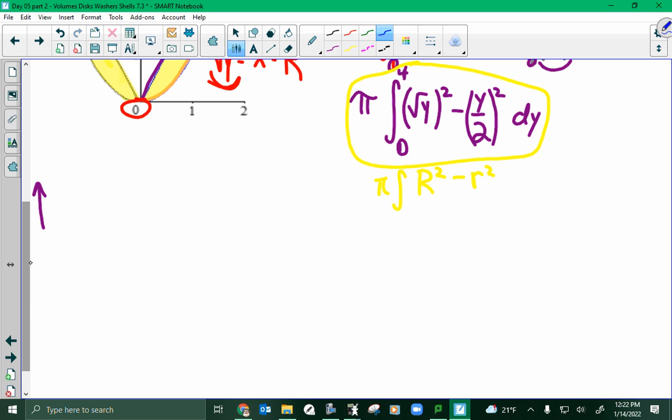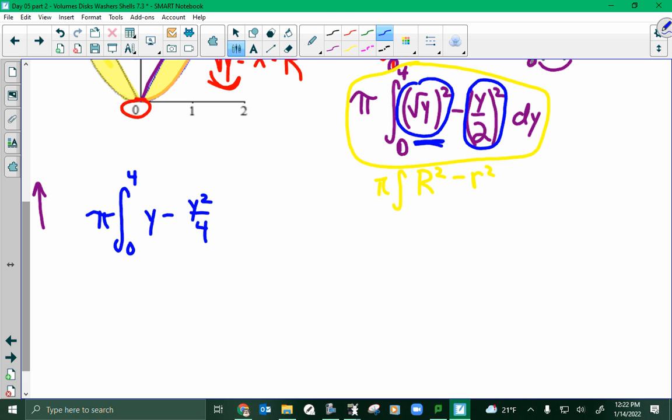Okay, so the first thing I'm going to do is simplify this before I even integrate it. It's going to make life easier. So I've got pi times the integration from 0 to 4, not 1. When I square both of these and simplify, it's just going to be y minus y squared over 4 dy. Well, let's just integrate these.